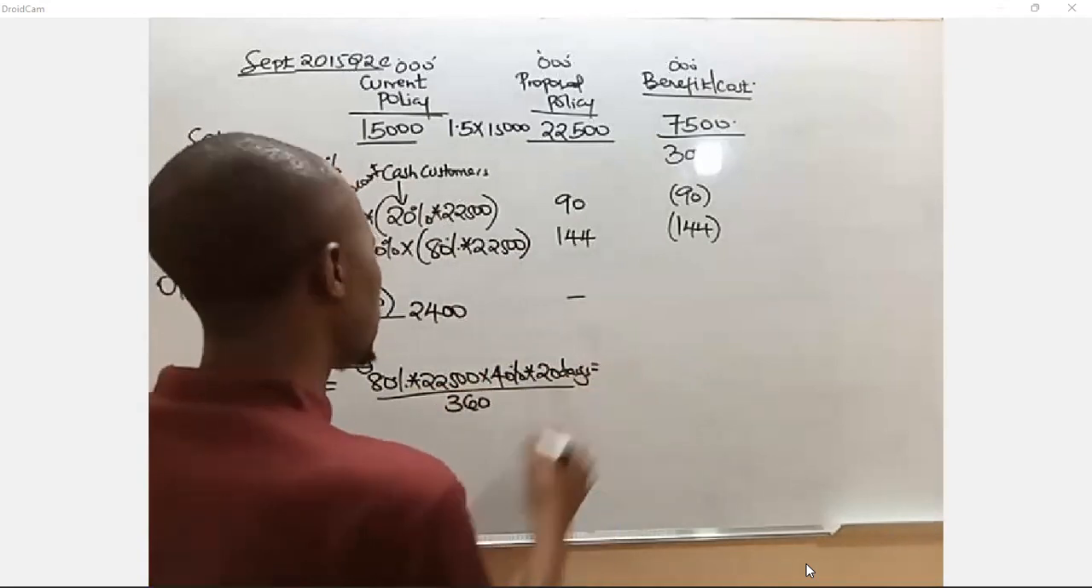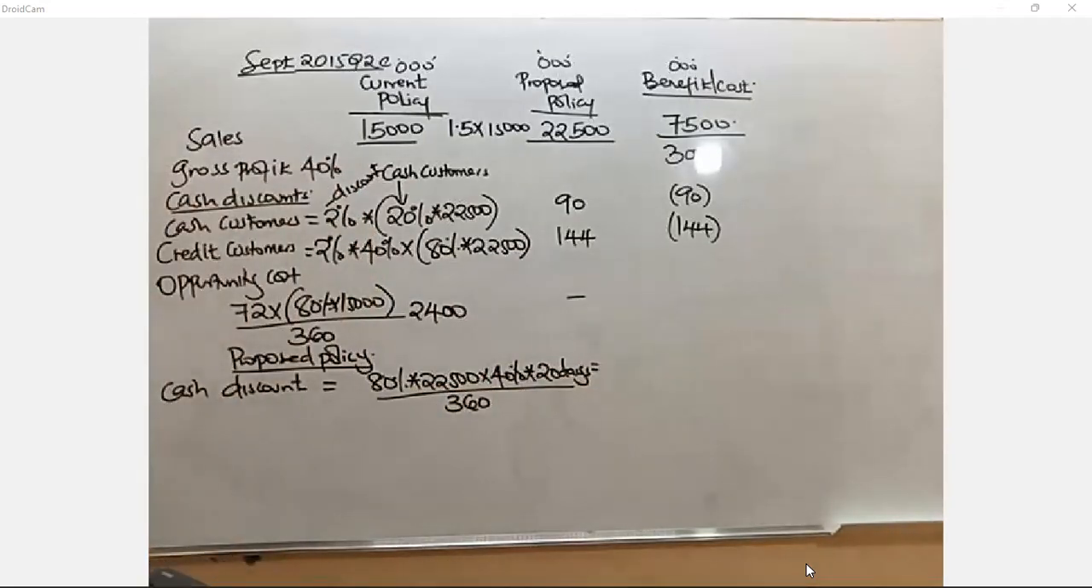So how much is this? It will be 0.8 times 22,500, you determine the credit sales. You multiply by 0.4, who will be taking the advantage of the discount. Then the period in which they are supposed to be enjoying that is when they pay within 20 days. You divide it by 360. Here we get 400.